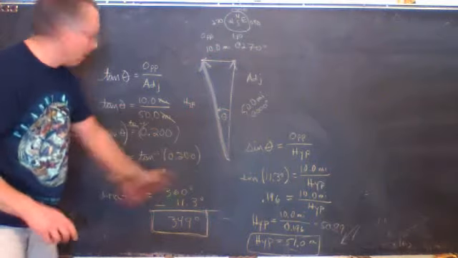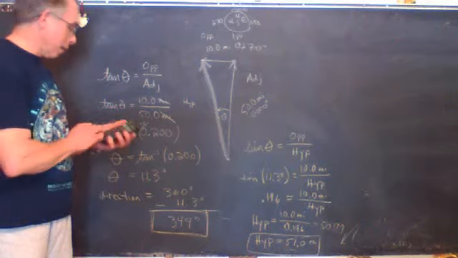So for our problem going 50 miles north, 10 miles west, the resultant is 51.0 miles on a bearing of 349 degrees, and that is like problem 3B.